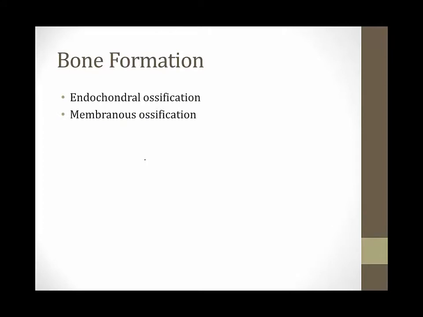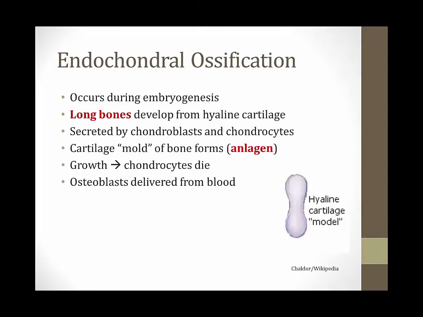Now let's talk about how bone forms in utero. When a baby is born, that baby has long bones and flat bones and other bones. So how do those bones get there? There are two major ways by which this occurs in utero. The first one is called endochondral ossification, and the second one is membranous ossification. Endochondral ossification occurs during embryogenesis. This is the process by which our long bones form. They develop from hyaline cartilage that is secreted in utero from chondroblasts and chondrocytes. That's why it's called endochondral ossification.